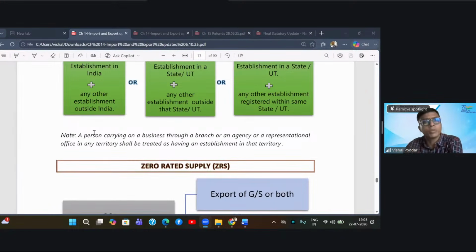Now what is to be noted is that a person carrying on a business through a branch, agency, or any representational office in any territory shall be treated as having an establishment in that territory. What it simply means, if I have to put it very simply, is that when you take a registration, it becomes a distinct person. But where you have an establishment and registration is not applicable, so you have not taken a registration, but that establishment also falls under the same PAN, it will be called establishment of distinct person. And if it is registered, it will be called distinct person. So this is the differentiation.